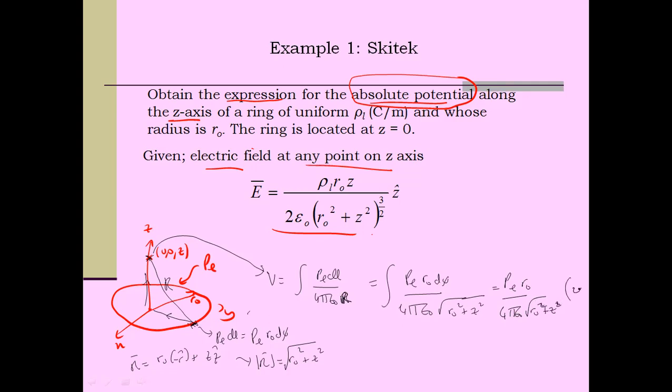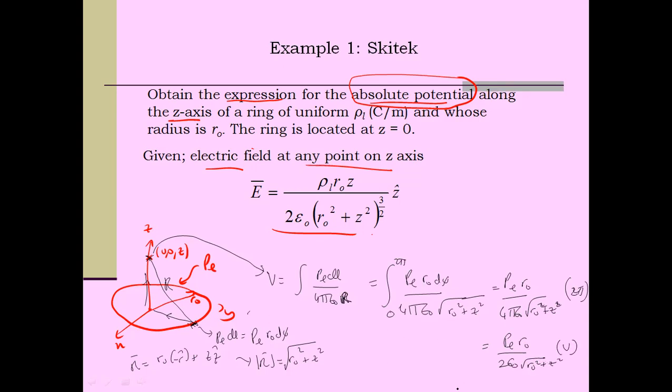And that should be 2 pi, because your range of integration, for a circular loop, a full circular structure, should be from 0 to 2 pi. So the answer for that will be simply rho L R naught over 2 epsilon naught times the square root of R naught squared plus Z squared, in volt unit.